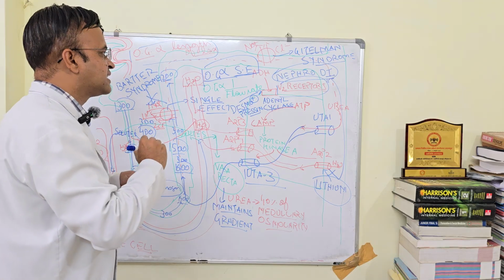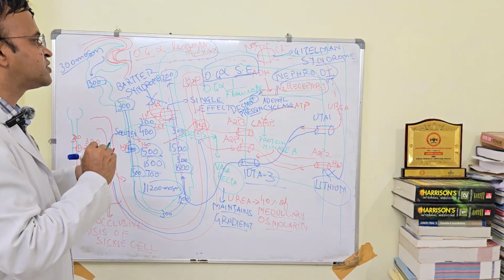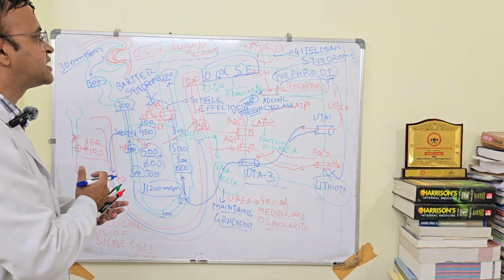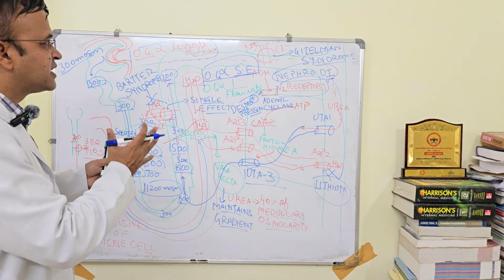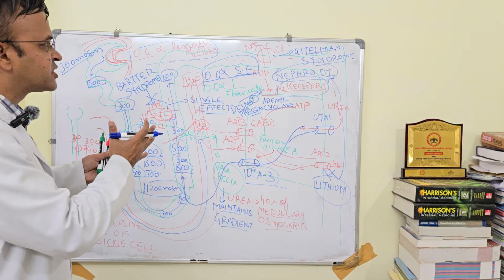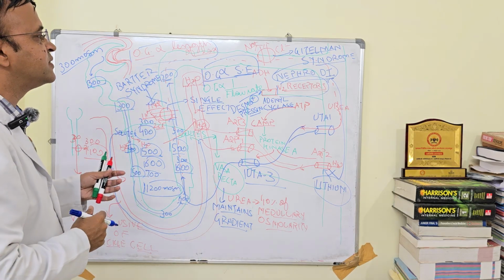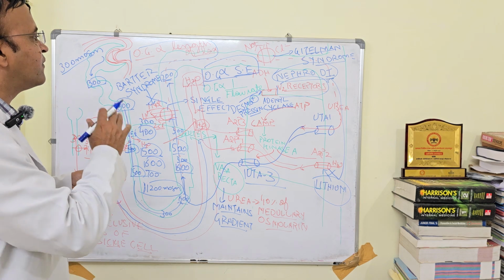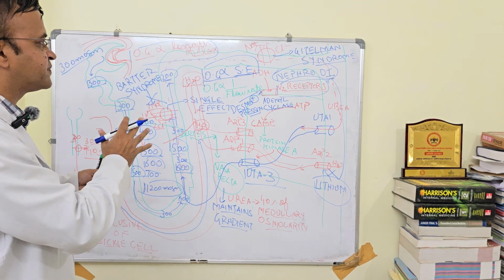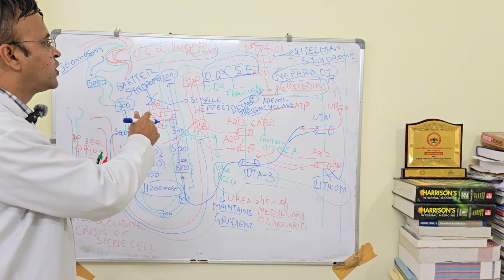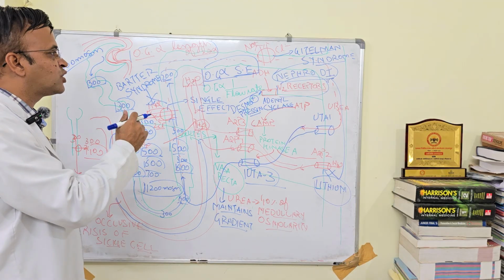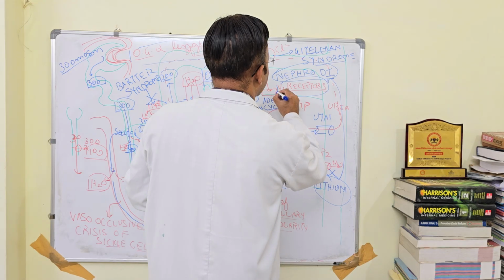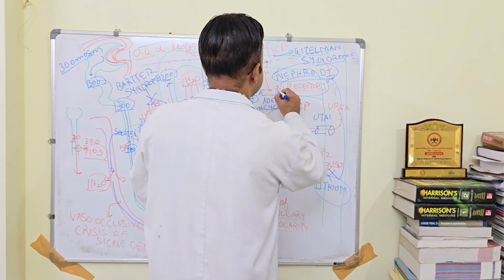Now, there are many conditions in which we want the patient to urinate a lot more, be it hypertension or many other conditions. In those conditions, we are going to inhibit this V2 receptor. For inhibiting this V2 receptor, we are going to give drugs like conivaptan and tolvaptan. So conivaptan and tolvaptan are going to block this V2 receptor.